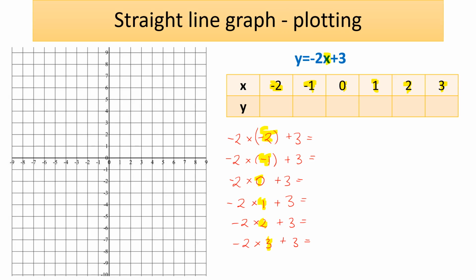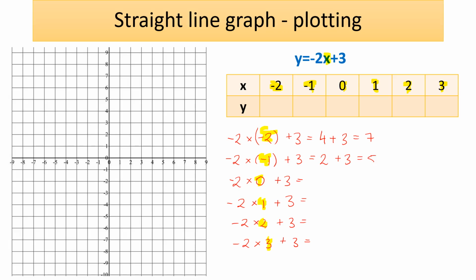Minus 2 times minus 2 is positive 4. Okay, please don't get confused. Remember that when you multiply two negative numbers, the answer is positive. And then 4 plus 3 is 7. Minus 2 times minus 1 is positive 2.